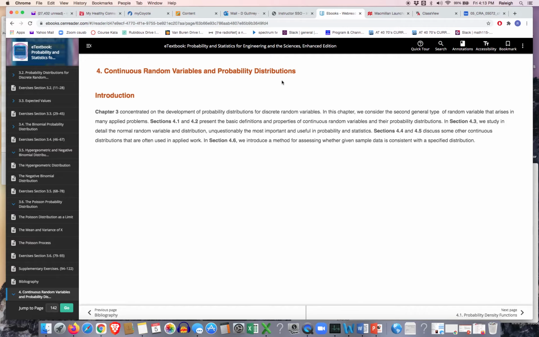random variables and their probability distributions, with the main goal of looking at the normal distribution, the king of all the distributions. And so I have basic definitions in these first couple of sections, and then we study the normal random variable and distribution, unquestionably the most important and useful in probability and statistics. And then we look at a few others, but section 4.3 will be a long one. So that may take more than one lecture, but it's worth it because so many things depend on it. You just can't live without it. Throughout most of the rest of the class, it's just that important. And then we have 4.6. I believe I'm going to be skipping 4.6 due to lack of time.